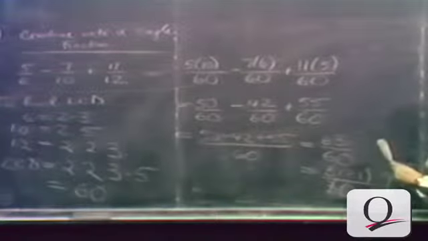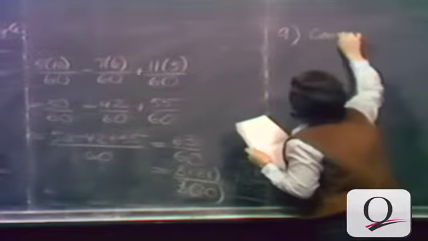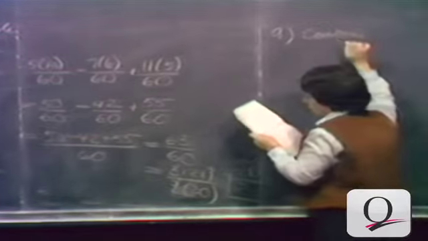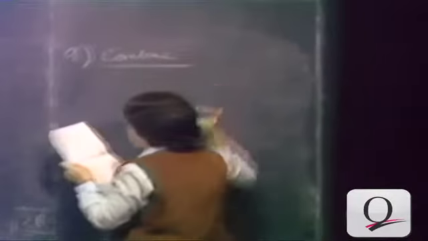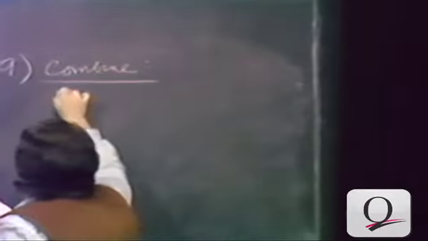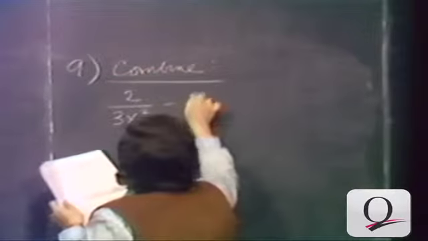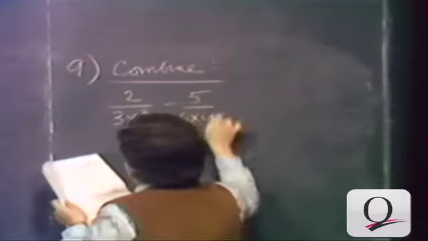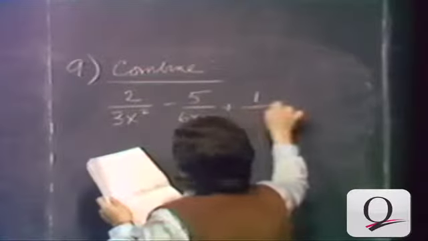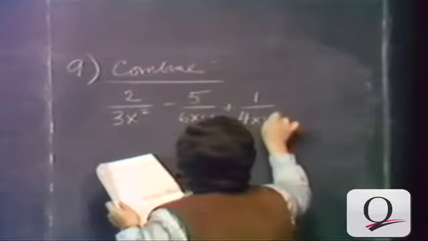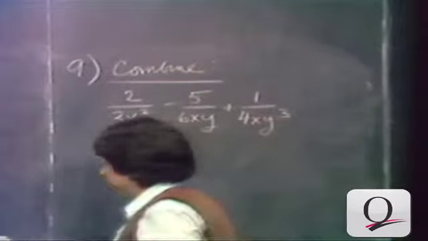All right. Our 9th example, also to combine 3 fractions, but now these are algebraic, not just arithmetic fractions. Combine into a single fraction: 2 over 3x squared minus 5 over 6xy plus 1 over 4xy cubed.